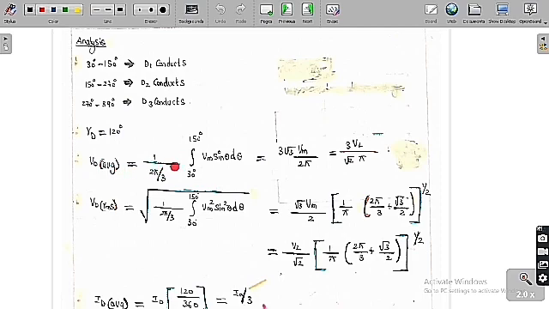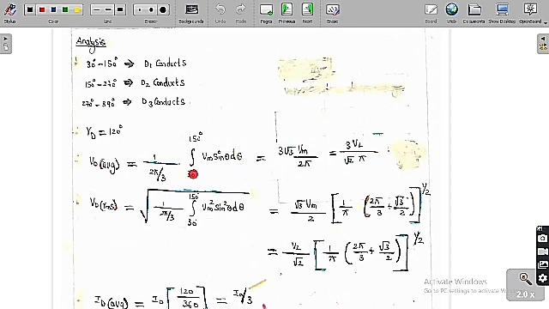So simply, the average value of the voltage is 1 by 2 pi into 3 times the integration from 30 degrees to 150 degrees. In this range from 30 degrees to 150 degrees, the output voltage is equal to VA0, which is Vm sin theta. So Vm sin theta into d theta.